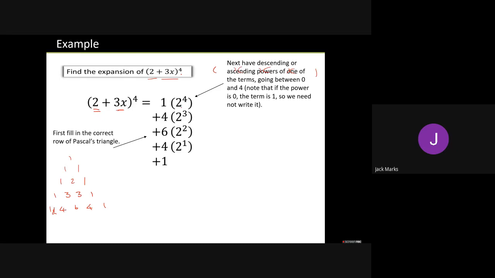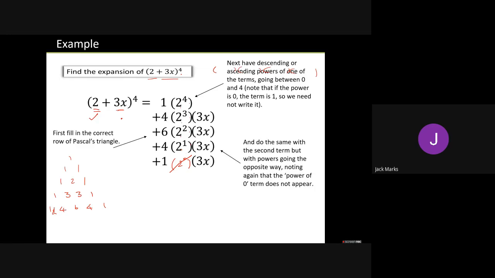So all of the power is on the 2, and then it fades away. There is, if you prefer to think of it this way, a 2 to the power of 0 sort of hiding there, but 2 to the power of 0 is 1, so we don't need that. That's the first part. What's the second part?